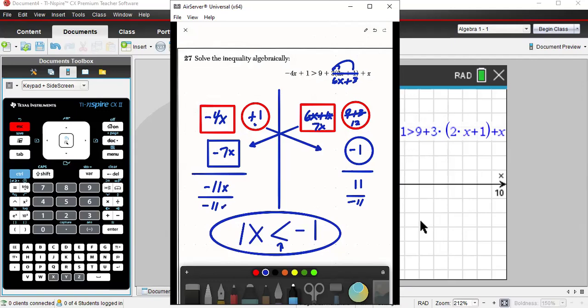Now, that's the only difference between solving inequalities and solving equations. If you divide or multiply by a negative number, you have to flip the inequality. We typically do it at the last step, so that's the only thing that's different in this process between solving an equation and solving an inequality.